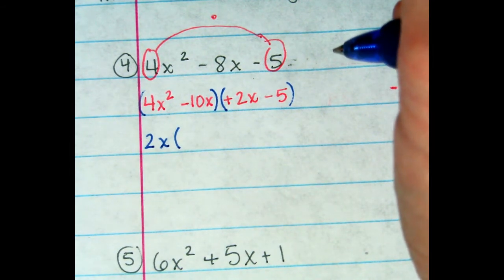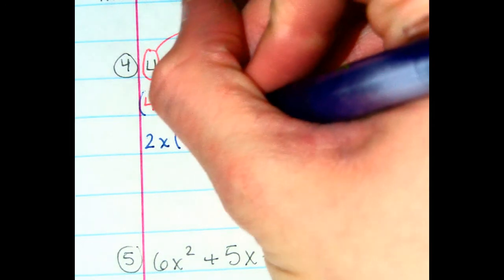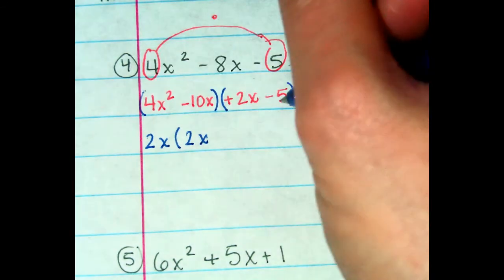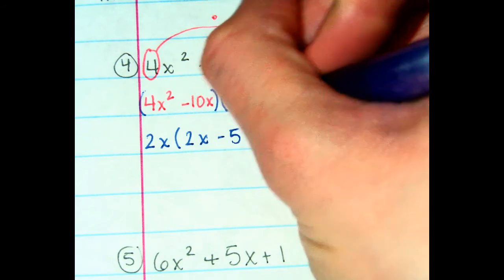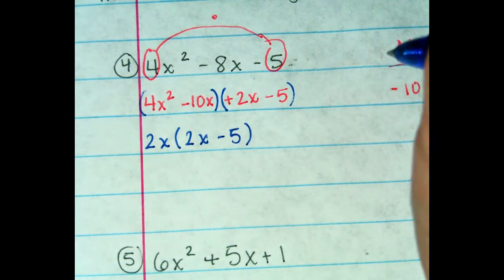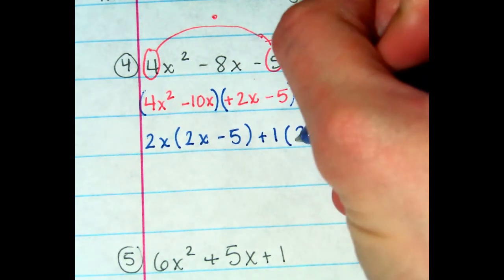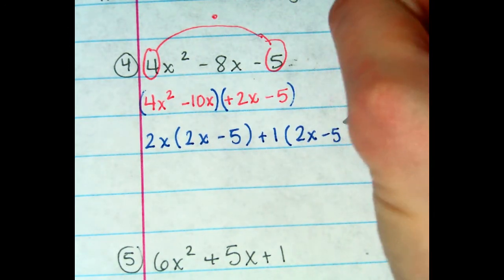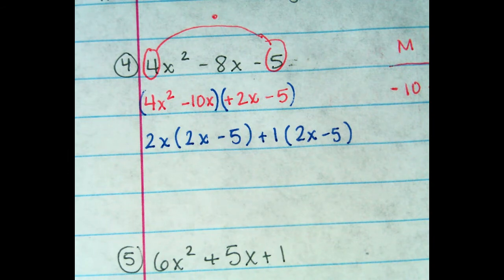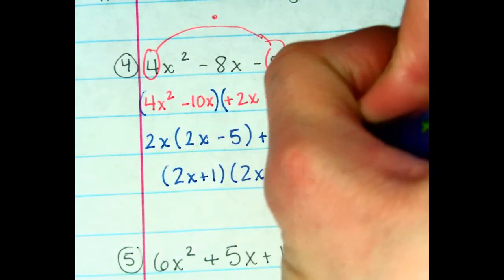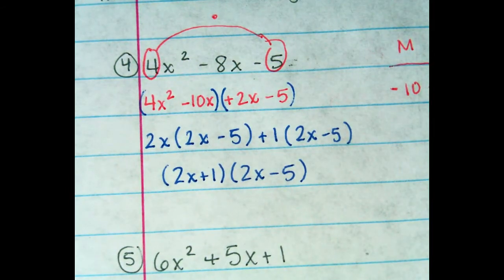Okay. What is 4 divided by 2? Okay, and 10x divided by... Okay. Yeah, these already match. So now what? Okay. We're going to start number 5 in a second.